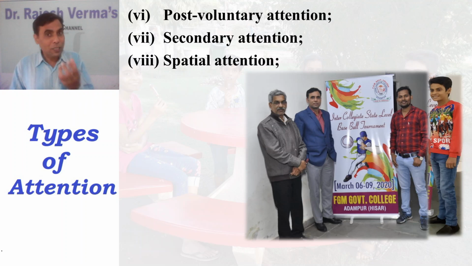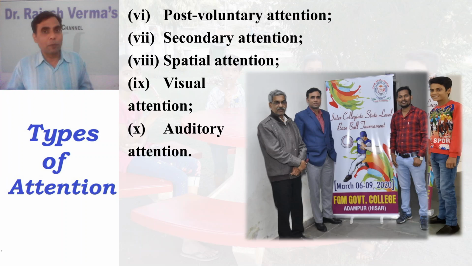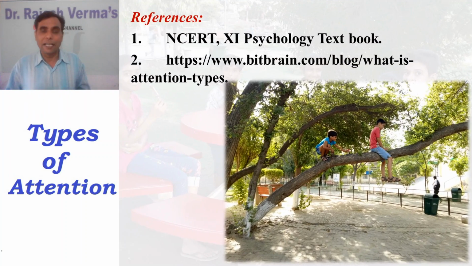Spatial attention. What does spatial attention mean? Spatial means attending to the relation between various objects, and when they are in space, how two things are kept apart, there is a space between them. If you are maintaining that type of attention, that comes under spatial attention. Next comes visual attention, attending to visual stimuli comes under this heading. And finally, auditory attention means attending to auditory stimuli, sound, various types of sound, that comes under auditory attention. So dear friends, these are the types of attention, and they are my references.